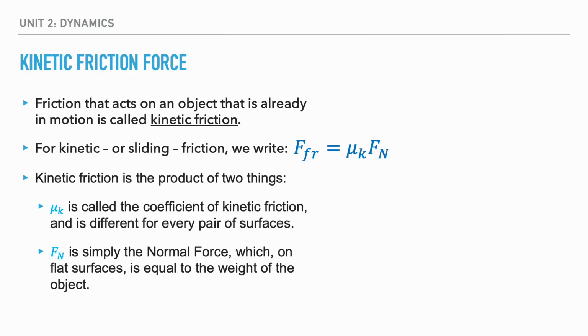Once again, mu sub k is called the coefficient of kinetic friction, and it is different for every pair of surfaces. And the normal force is Fn. On flat surfaces that we'll be dealing with, it's simply equal to the weight of the object. And so I want to talk a little bit about what the coefficient of friction is.